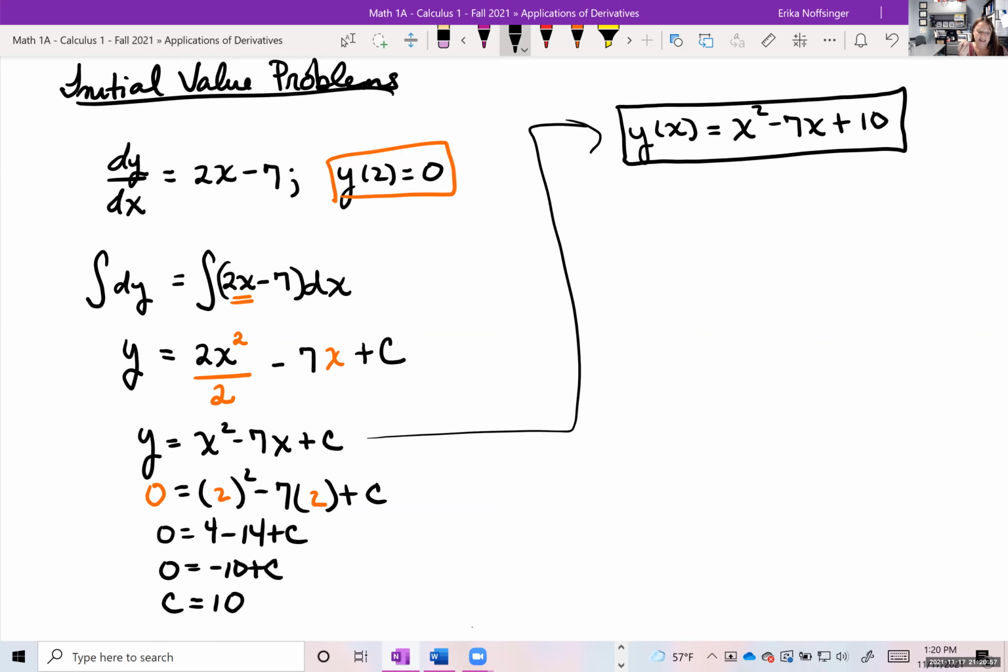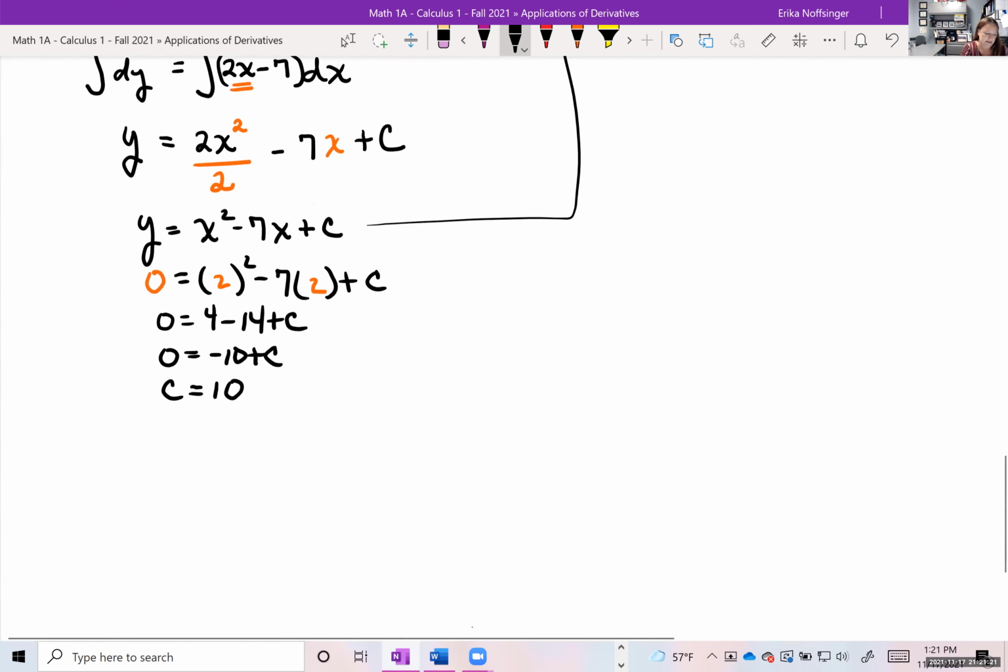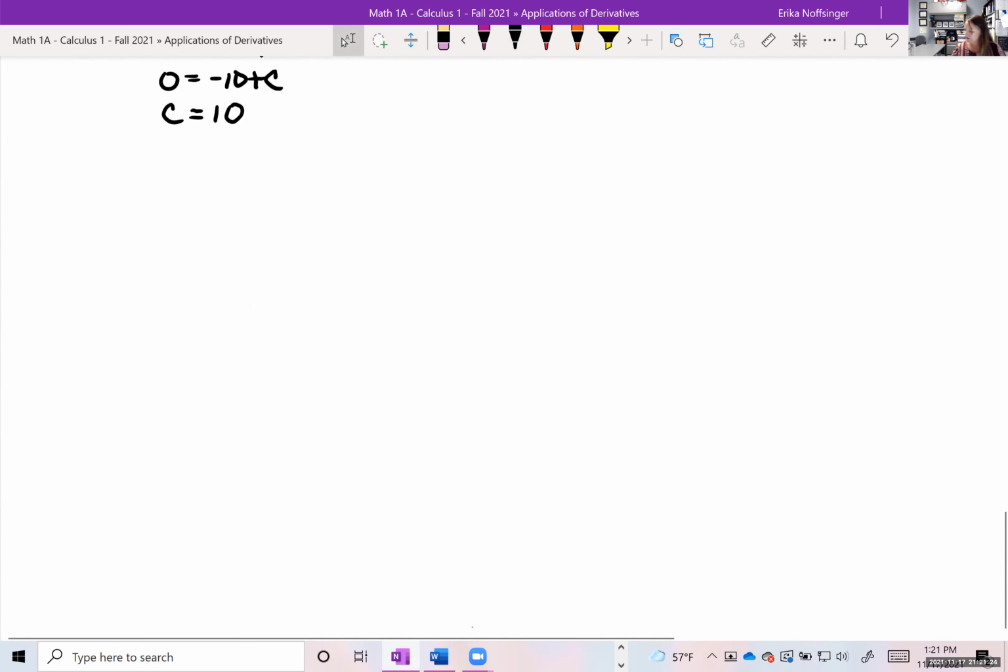So we were able to find the initial equation given the rate of change, or the derivative of a function, and the initial value. Okay, so let's look at another one. So in this case, we have... Actually, let me change them in terms of x and y's.